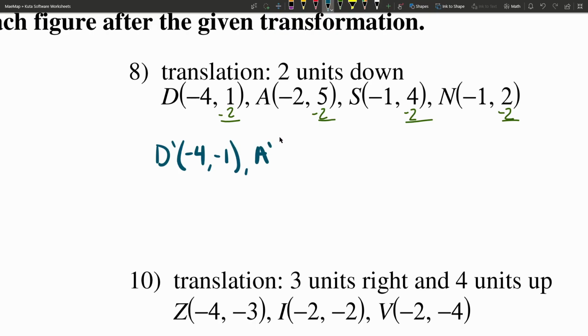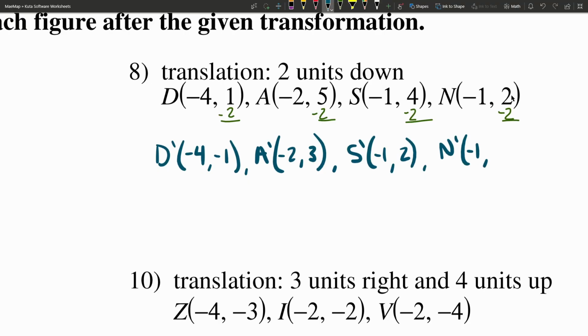For A prime, not changing that x coordinate, so leaving it at -2, but subtracting 2 from 5, we're going to be at a +3. For S prime, not changing that x coordinate, remaining at -1, but subtracting 2 from y, that's going to be 4 minus 2, which gives us 2. And then lastly, for N prime, not changing that x coordinate, so remaining at -1, but subtracting 2 for our y coordinate, that's going to get us to 0.